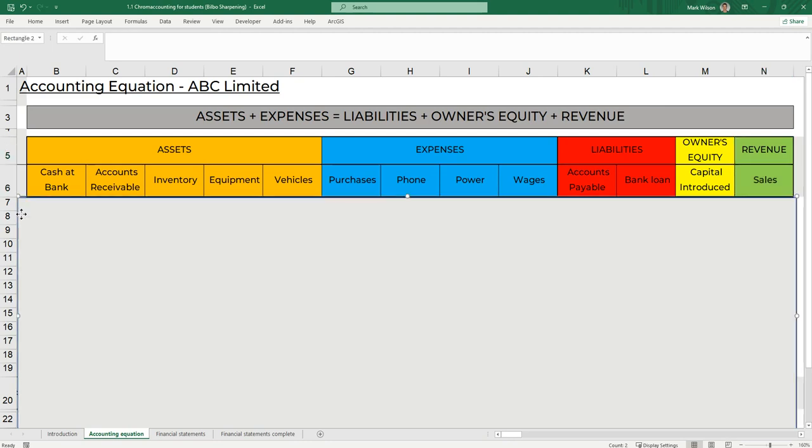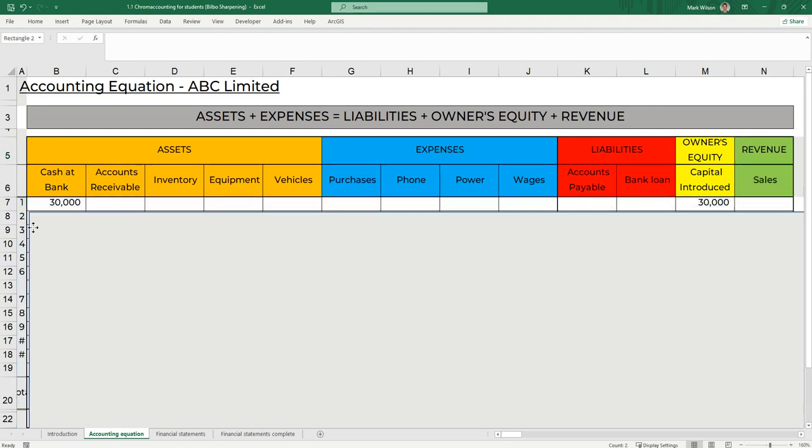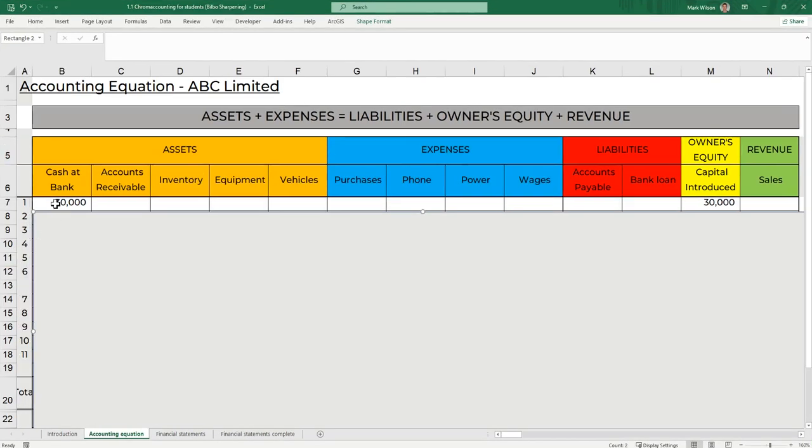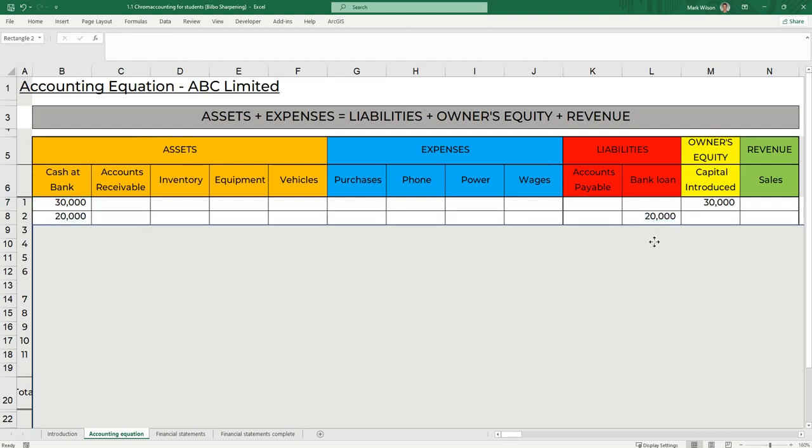So in our system, we've got 11 transactions. Let's make that a little lighter. And we can see that the first transaction here is that the owner has introduced $30,000 into the business, and that money's gone into the cash at bank. So our assets has gone up by $30,000, which is on the left-hand side of the equation, and our owner's equity has gone up by $30,000, which is the right-hand side. So we balance. The next one down is that we've taken a bank loan for $20,000, and that money's gone into our bank account. So again, both sides of the accounting equation match. And we keep on going.